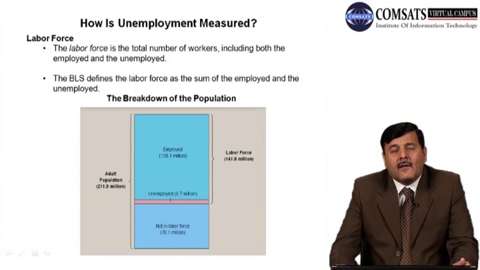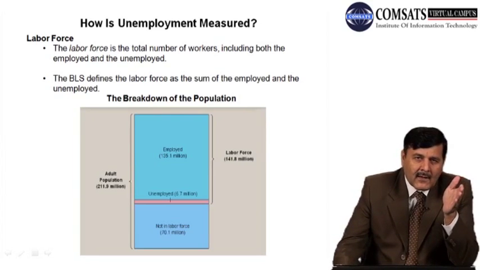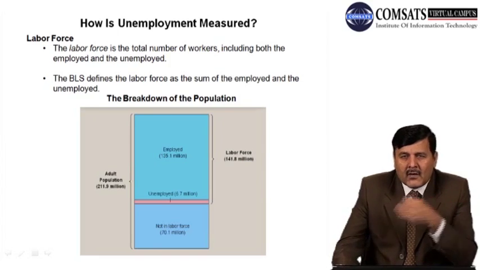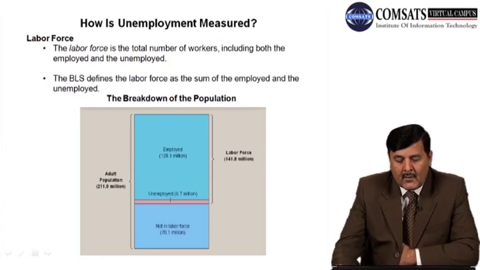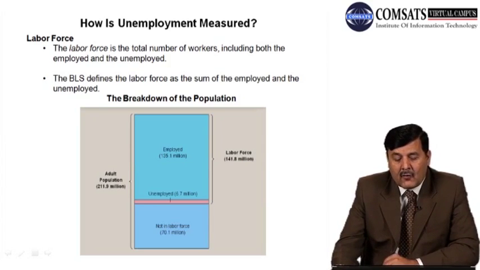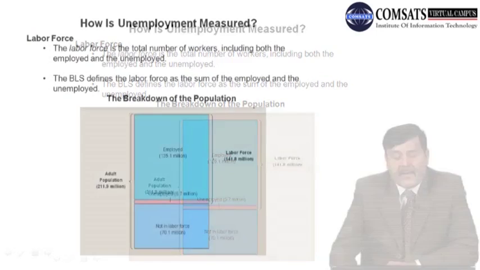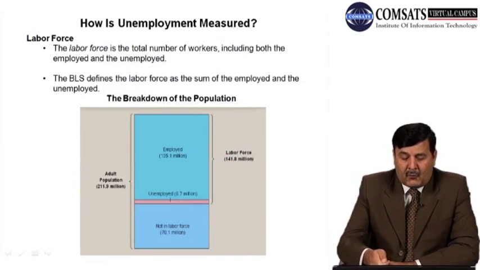Now who are these people? These are people who are either below 16 or above 65. So they are either students, homemakers, or retirees. They are not working, and they are not willing to work either. So if we add up all three categories, employed, unemployed and not in the labor force, we will get the total adult population of the country, and that will be 211.9 million. And how do we calculate the labor force from this diagram? If we add up the employed with the unemployed labor force, we get the total labor force of the economy.